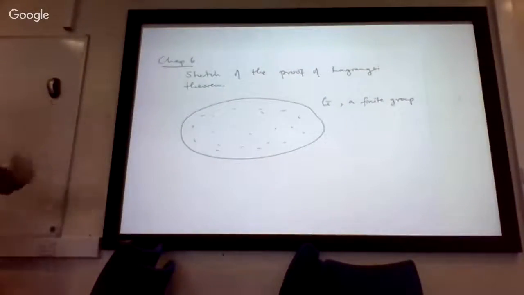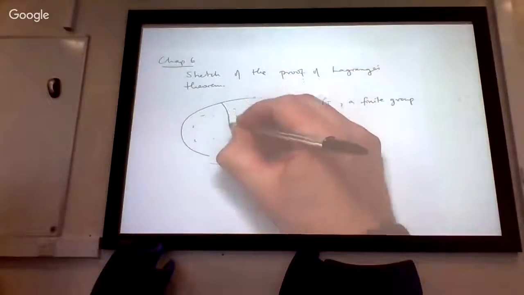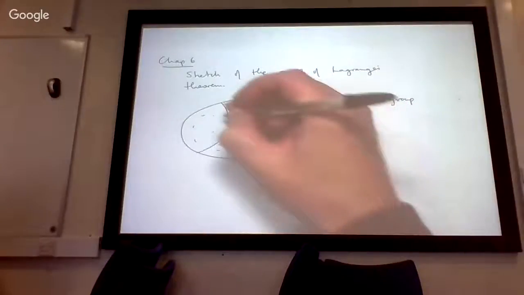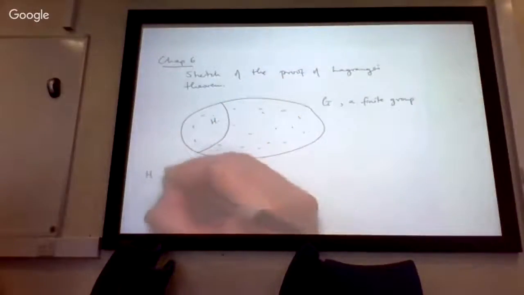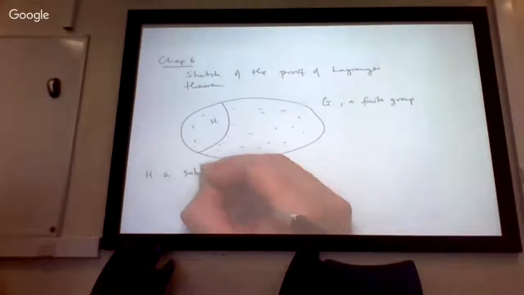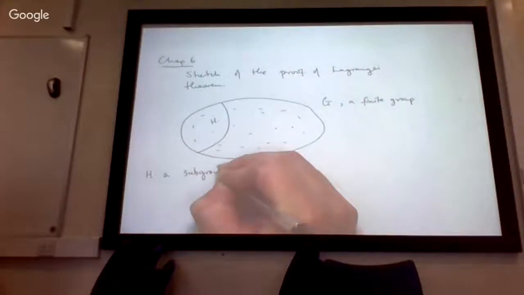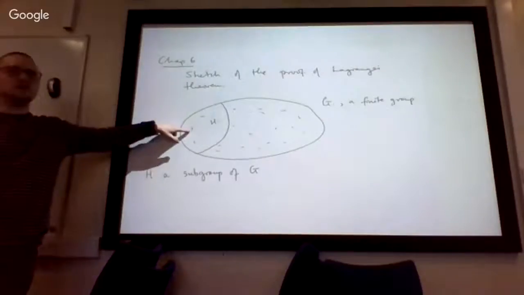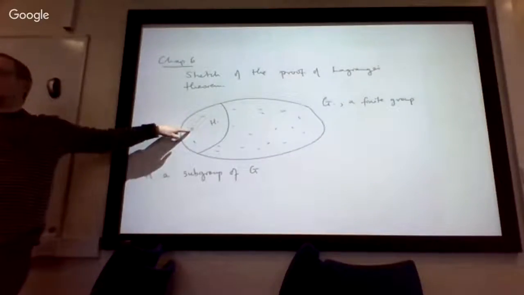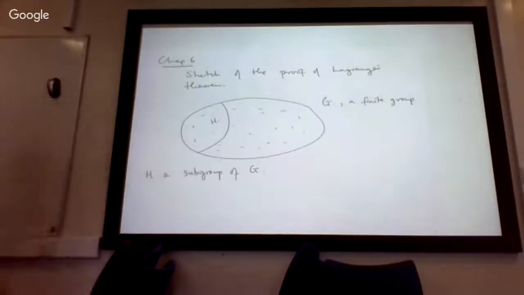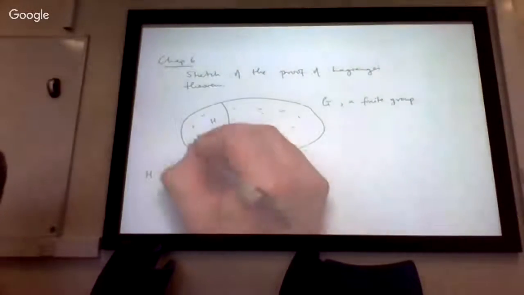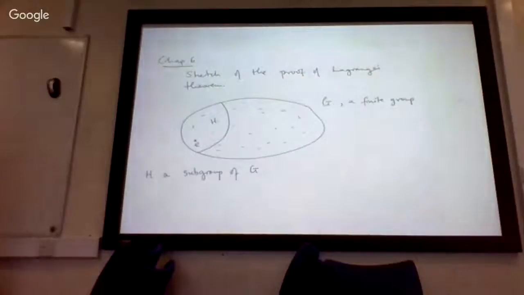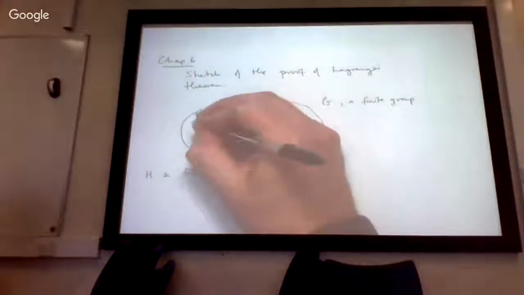So here's a finite group. Just look at it as a Venn diagram. Here's a subgroup of it. We know what at least one of these dots inside H is called. H definitely contains the identity. So yeah, we can name one of those dots at least. But there's probably a few other ones.